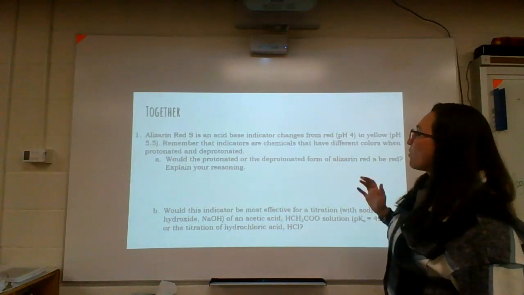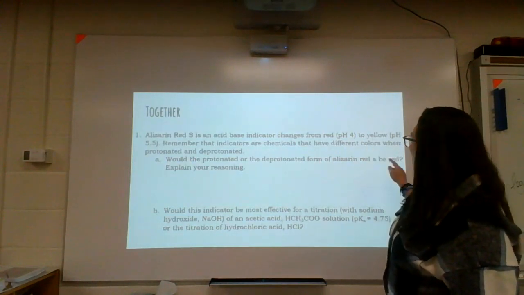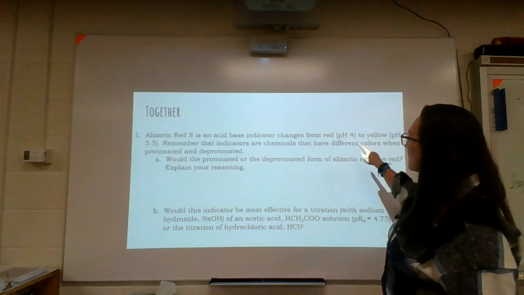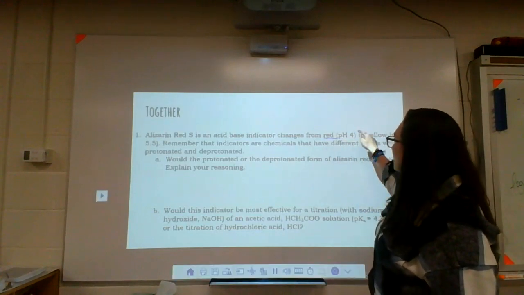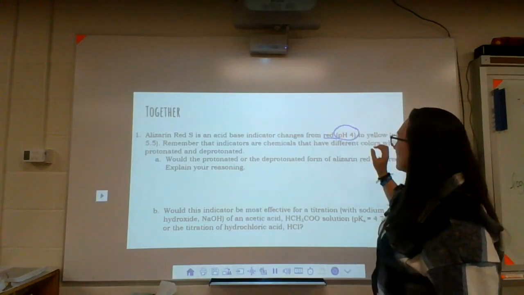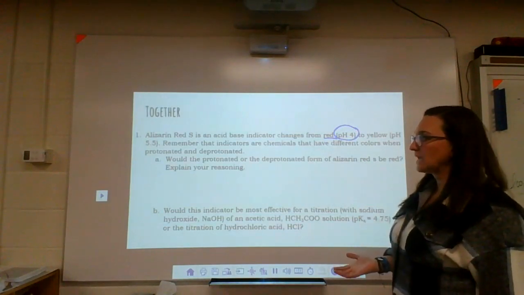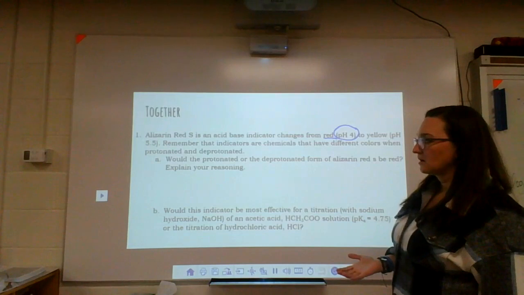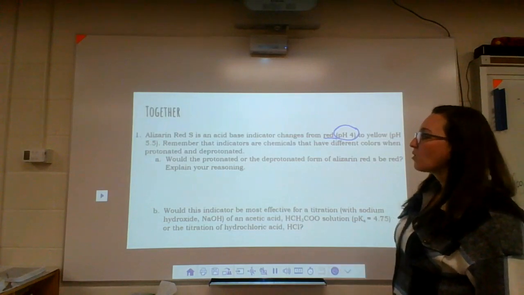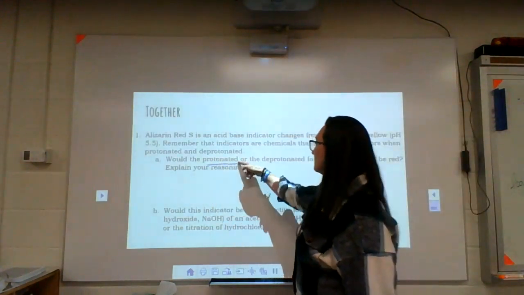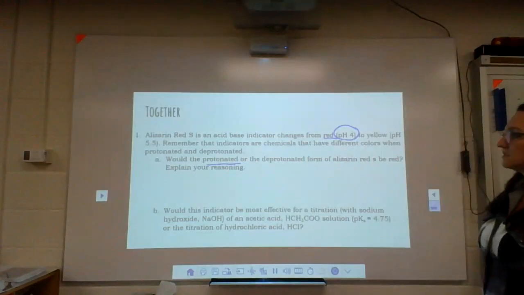So when we're at the red color, we have a pH of 4. That means there are more free hydrogens available to react with our indicator. So that means we'll have more of the protonated form of alizarin red.